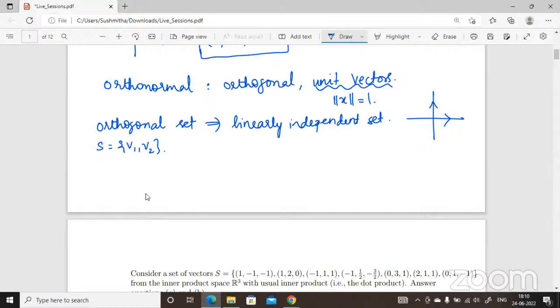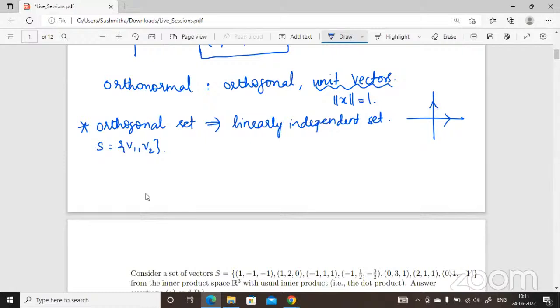What if I had a third vector? Can three vectors be orthogonal in R2? No. The third vector will be linearly dependent. Yeah, because if it is an orthogonal set, it has to be a linearly independent set by what I just said. And 3 vectors cannot be linearly independent in R2, right? The maximum number of linearly independent vectors is 2. Yeah.